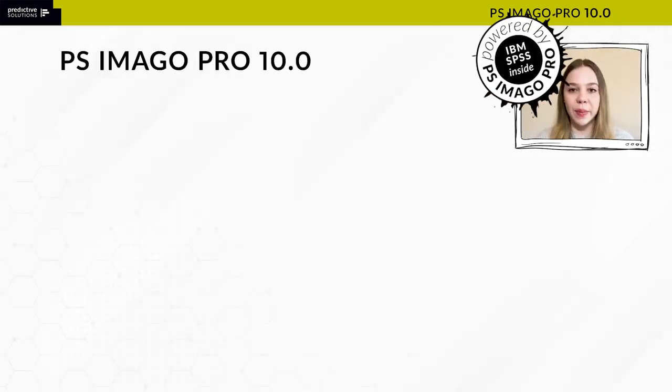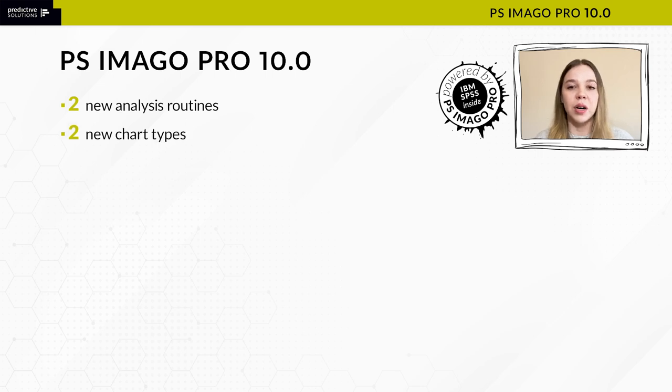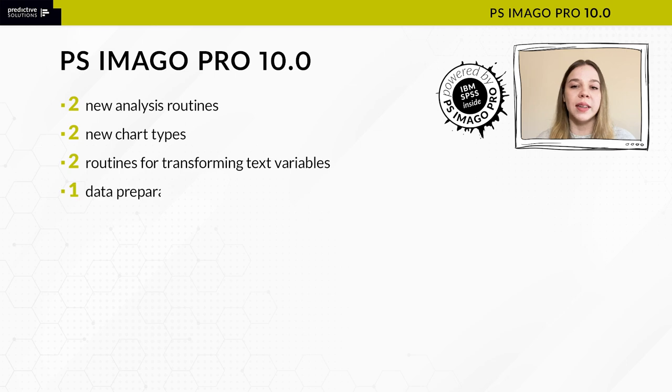regression window. In summary, in PS IMAGO Pro 10, we have 2 new analysis routines, 2 new chart types, 2 routines for transforming text variables, and 1 data preparation routine. I encourage you to test not only all the new features presented, but also other 66 PS IMAGO Pro procedures.